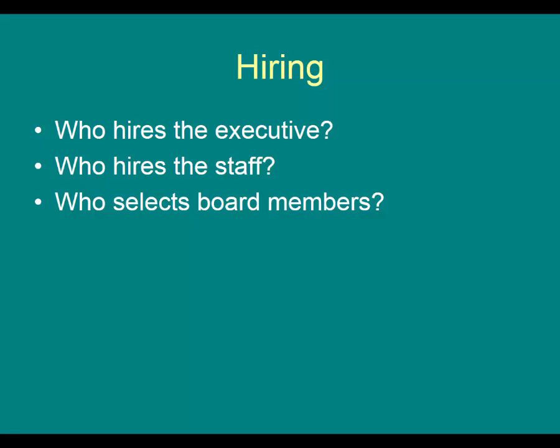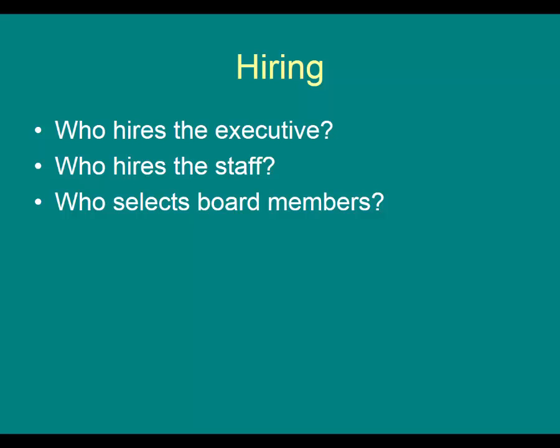Let's talk a little bit about hiring. Who hires the executive? Who hires the staff? Who selects board members? Let's look at these individually. Who hires the executive? Well, it's typically the board of directors who hires the executive. Who hires the staff? It's typically the executive who hires the staff.